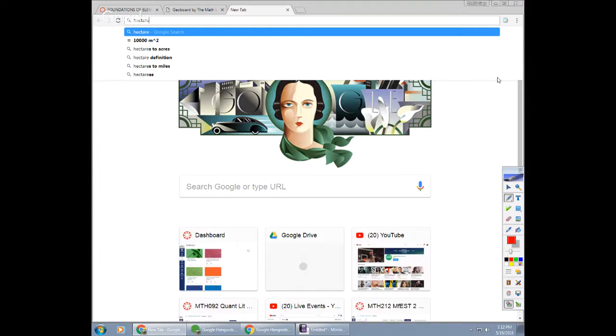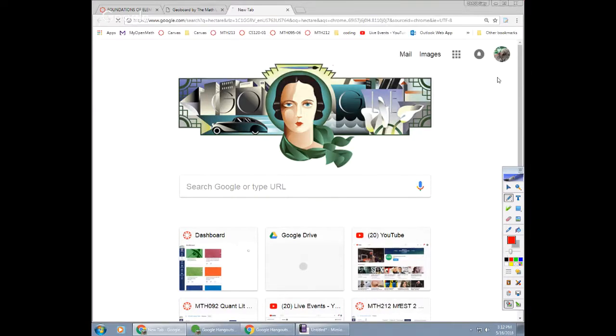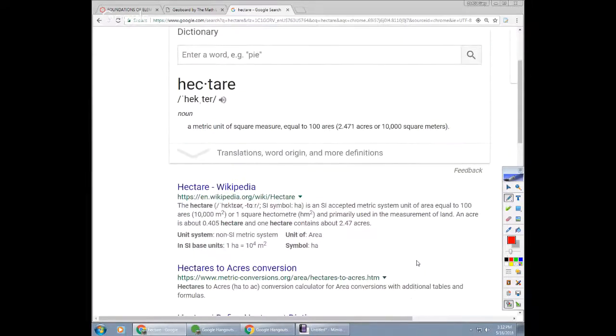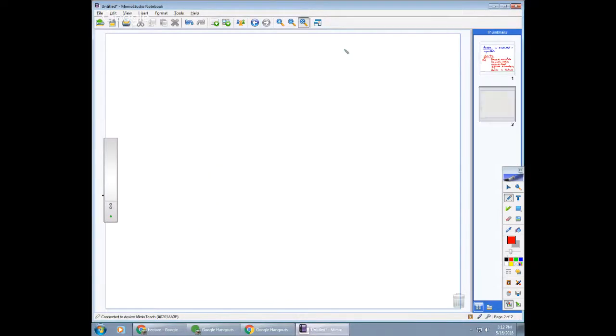It is 100 meters by 100 meters is what a hectare is. It was just here and then it went away. So here it is. It's 10,000 meters squared. And if we break that down, the 10,000 can be written as 100 times 100. And meters squared is really meters times meters. So it's a region that's 100 meters by 100 meters.